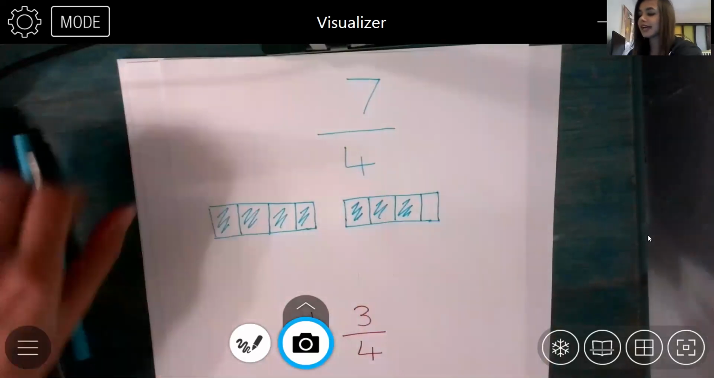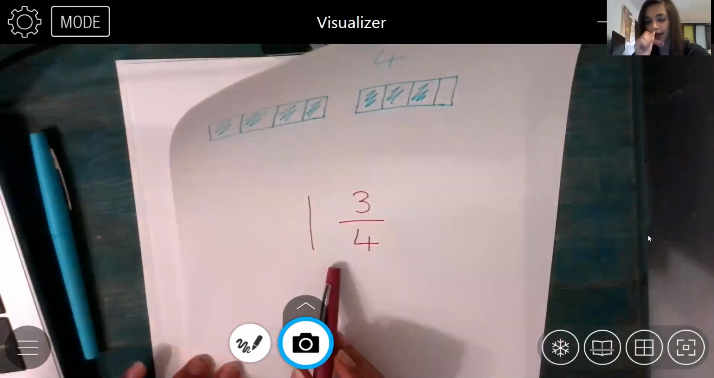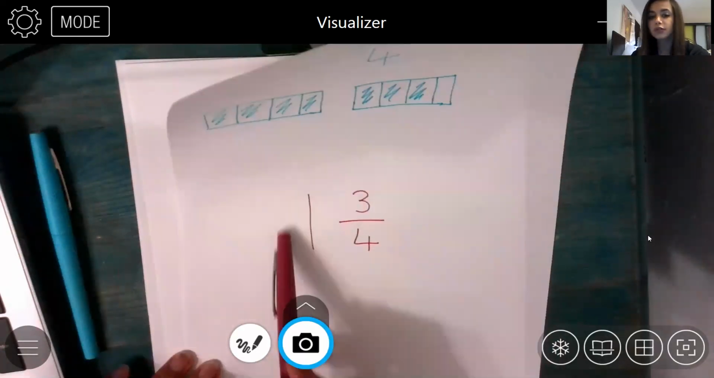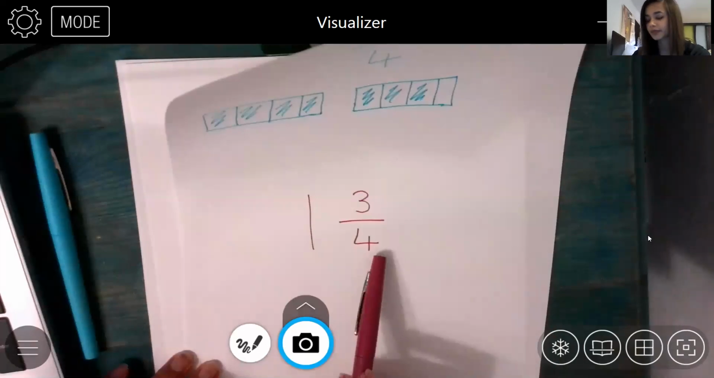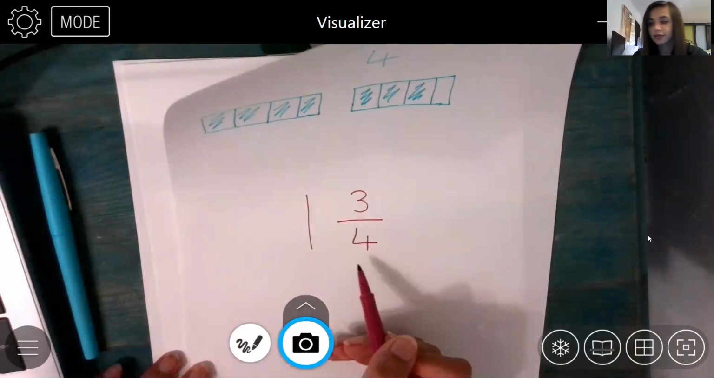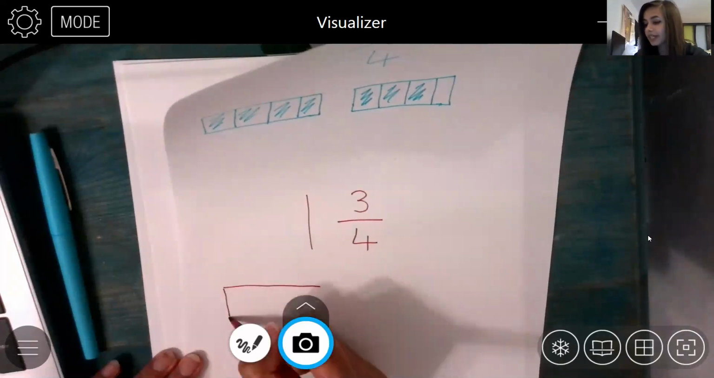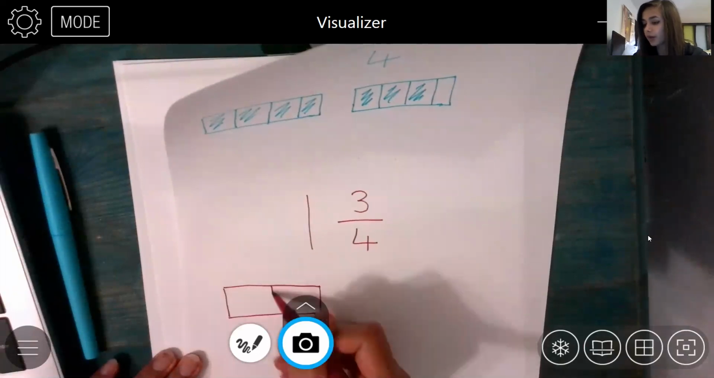Now we're going to look at this here, which is what we call a mixed number. Now the reason we call it that is because we have a whole number, a whole amount, and a fraction as well. So I'm going to show you this now. Again, the denominator always tells you how many equal parts you split your bar into. So again, 4 equal parts.